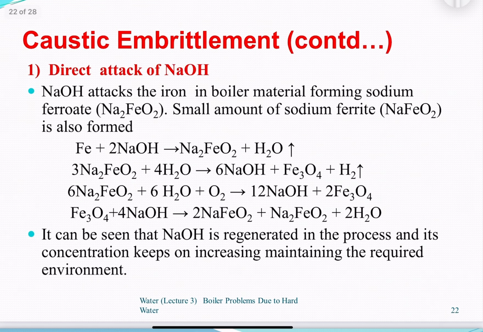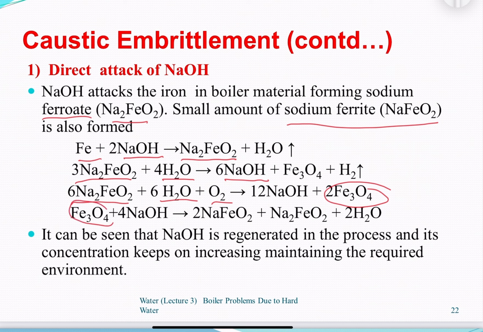So let us see direct attack. When NaOH attacks directly, then salts like sodium ferroate, Na2FeO2, and a small amount of sodium ferrite, NaFeO2, are formed. So the equations are written here. Iron will react with NaOH to form sodium ferroate. This sodium ferroate will hydrolyze to form NaOH. Sodium ferroate once again oxidizes to form Fe3O4, and this Fe3O4 reacts with NaOH to form sodium ferrite and ferroate. So these are the equations which lead to boiler corrosion when NaOH reacts directly with iron. You can see here that NaOH is constantly being formed and the concentration of NaOH goes on increasing, leading to more and more corrosion.